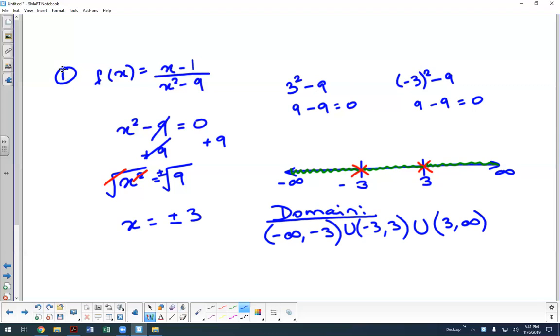Questions on one? How to find the domain? So this is going to be true for all rational functions. Take the expression in the denominator, set it equal to 0, solve it, and whatever numbers you get are the numbers we cannot use. Okay?